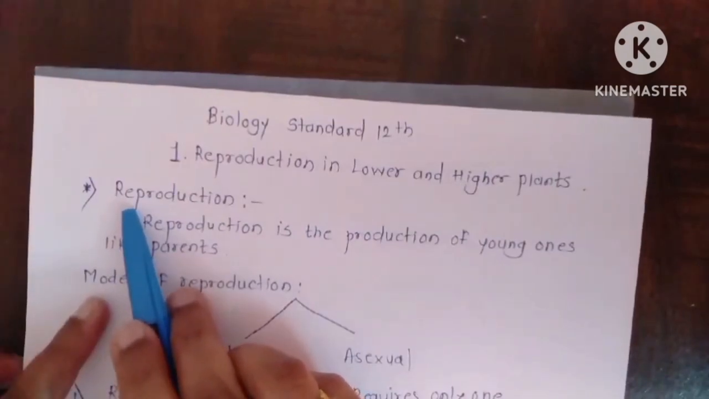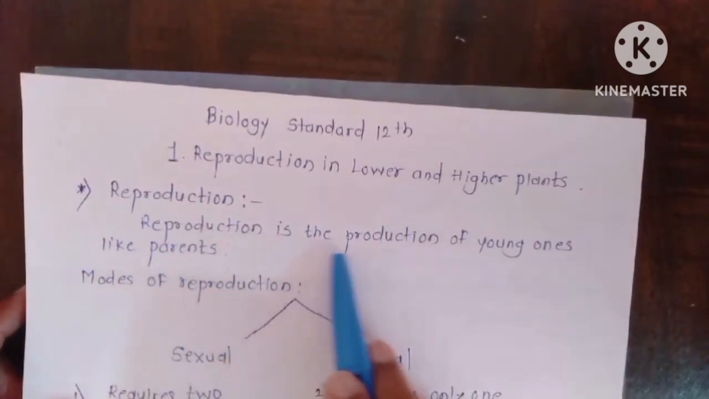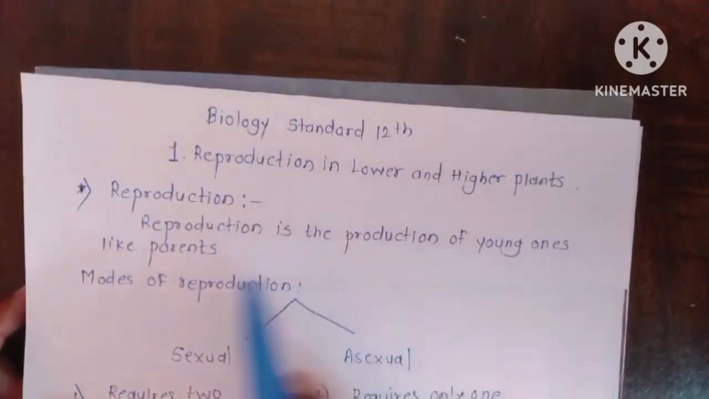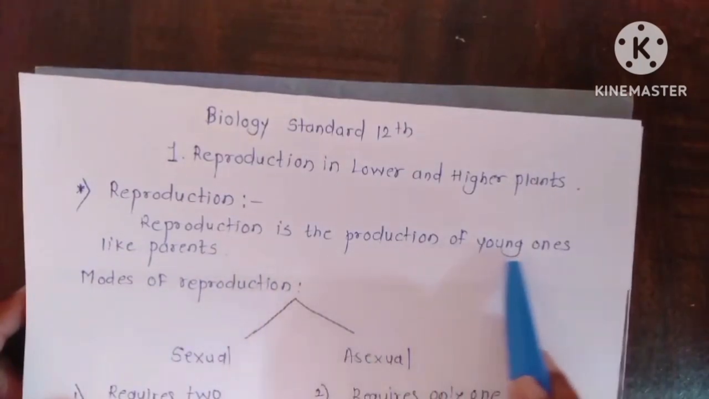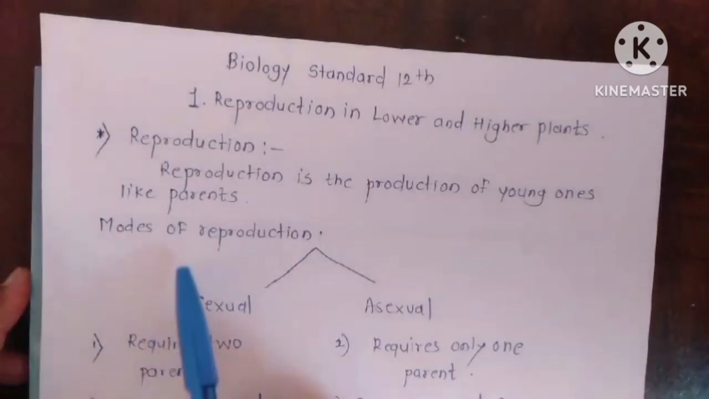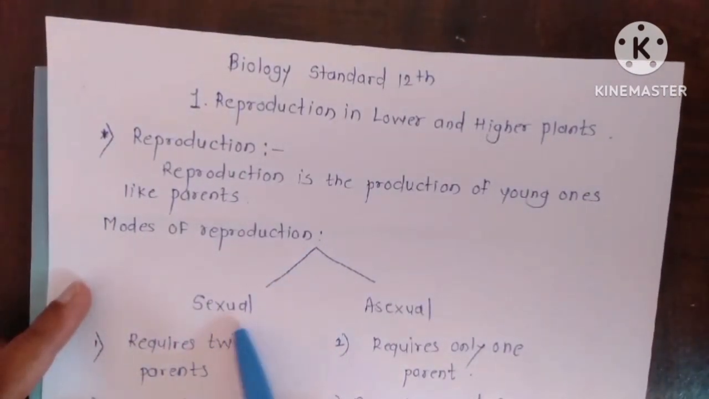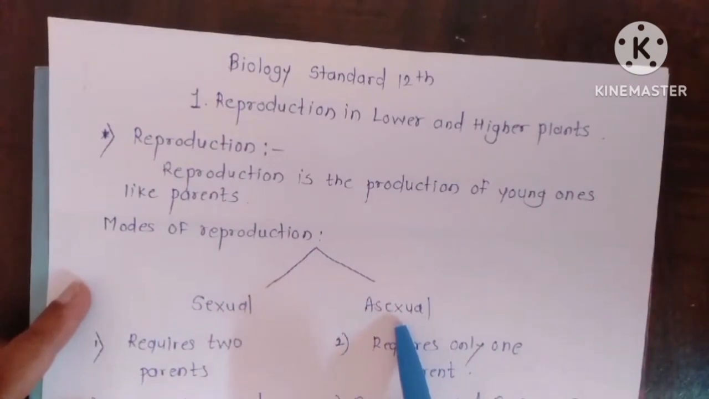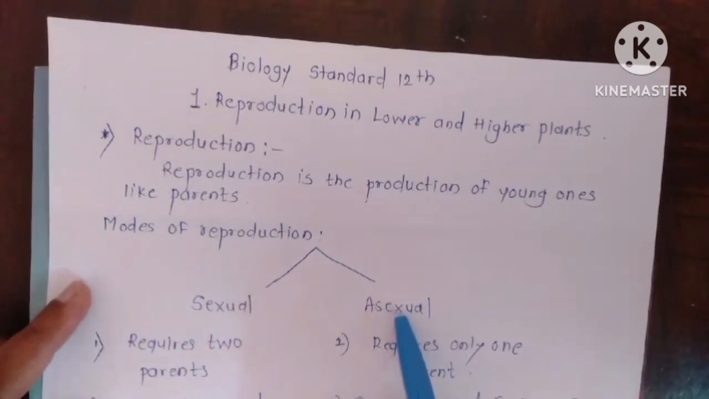First, reproduction. First we see what is reproduction. Reproduction is the production of young ones like parents. Then there are two modes of reproduction: sexual reproduction and asexual reproduction.